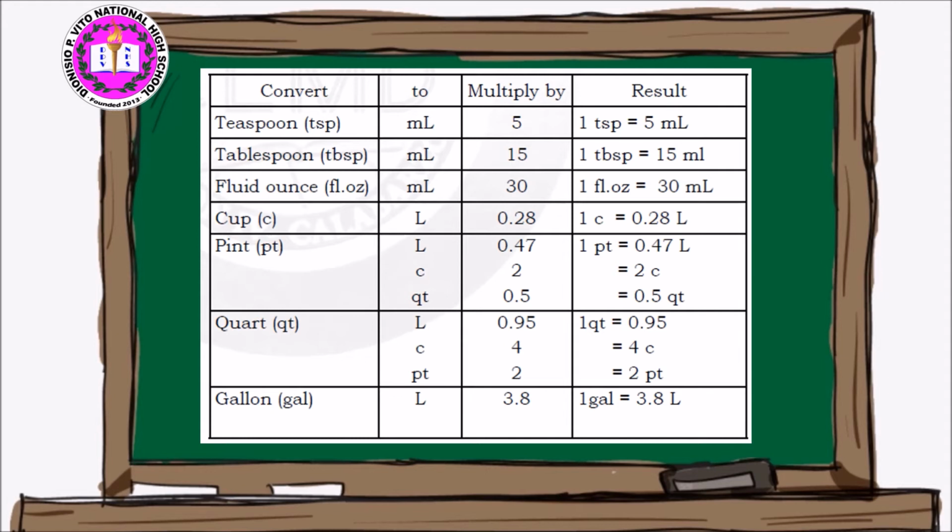Then, if we're going to convert quart to liter, we're going to multiply by 0.95. Therefore, 1 quart is equal to 0.95 liter. And if we're going to convert quart to cup, we're going to multiply by 4. Therefore, 1 quart is equal to 4 cup. And if we're going to convert quart to pint, we're going to multiply by 2. Therefore, 1 quart is equal to 2 pint. And if we're going to convert gallon to liter, we're going to multiply by 3.8. Therefore, 1 gallon is equal to 3.8 liters.